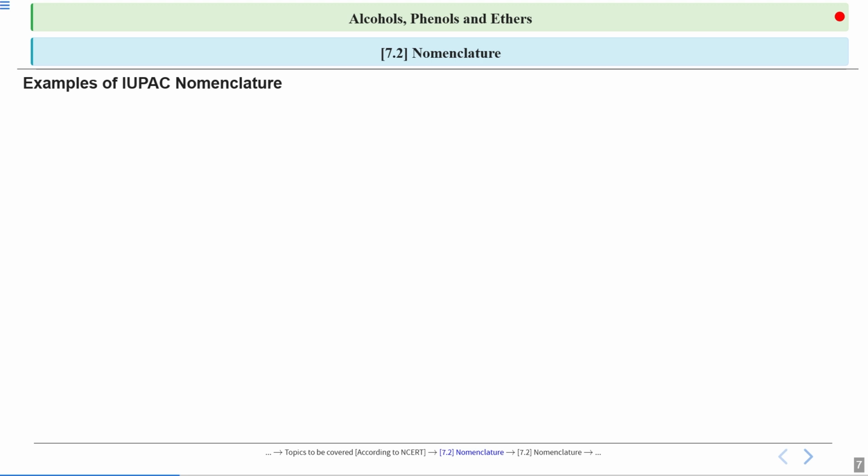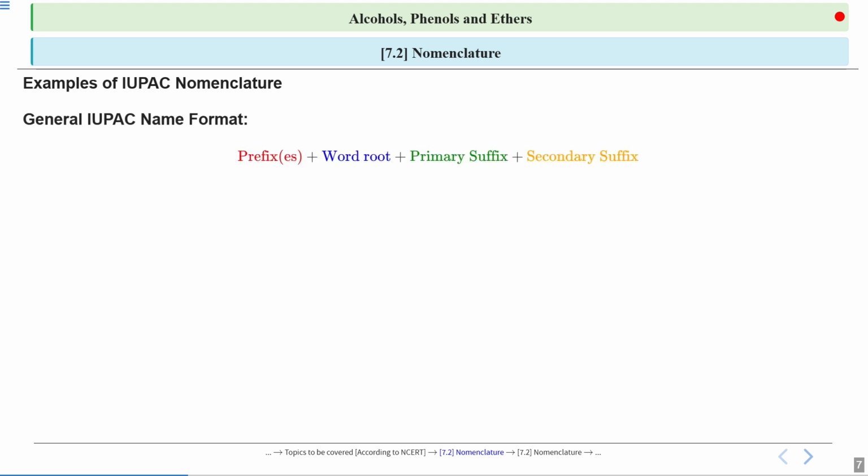Let's see some examples of IUPAC nomenclature. For understanding the IUPAC name format, which we generally use while naming the alcohols, the general IUPAC name format is: first is the prefix or prefixes, if you have more than one substituent present in your compound, then comes the word root, then comes the primary suffix, and then the secondary suffix.